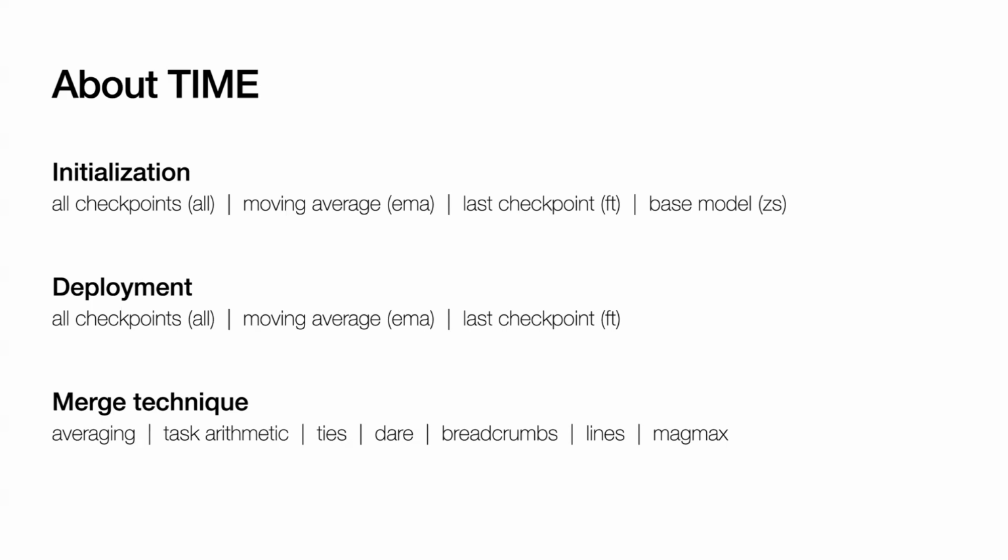Finally, the merge technique controls how to reconcile the parameters of individual checkpoints into a single model. We use the most popular techniques from the multitask merging literature, such as task arithmetic, TIES, SLERP, etc. What's neat about our framework is that it actually subsumes existing strategies. For example, continual fine-tuning is just last checkpoint initialization and last checkpoint deployment, and standard offline merging is base model initialization and all checkpoints deployment. That means we're not just proposing a new method, we're also offering a unified lens on existing ones.